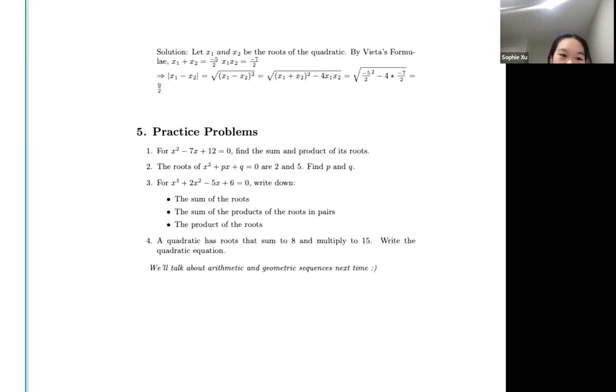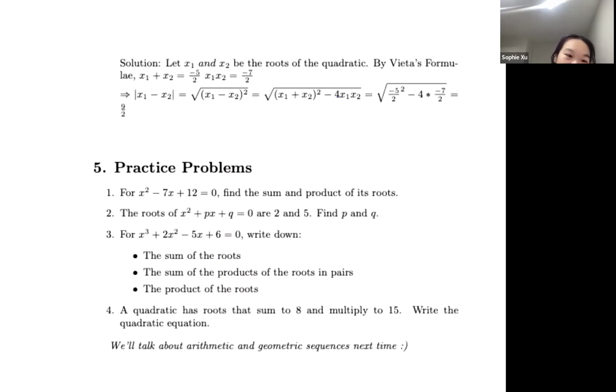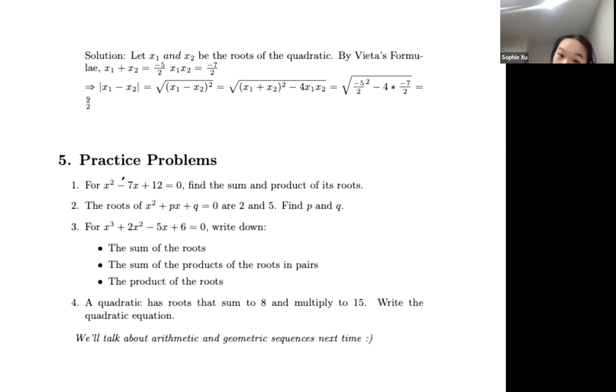So basically we just apply Vieta's formula. The sum of the roots is negative b, and b is -7, so -7 becomes 7. The product of the roots is this term, and that's positive, so that's just 12. Remember to check the signs of the terms, whether they're negative or positive, because if you make a mistake, you're kind of screwed.